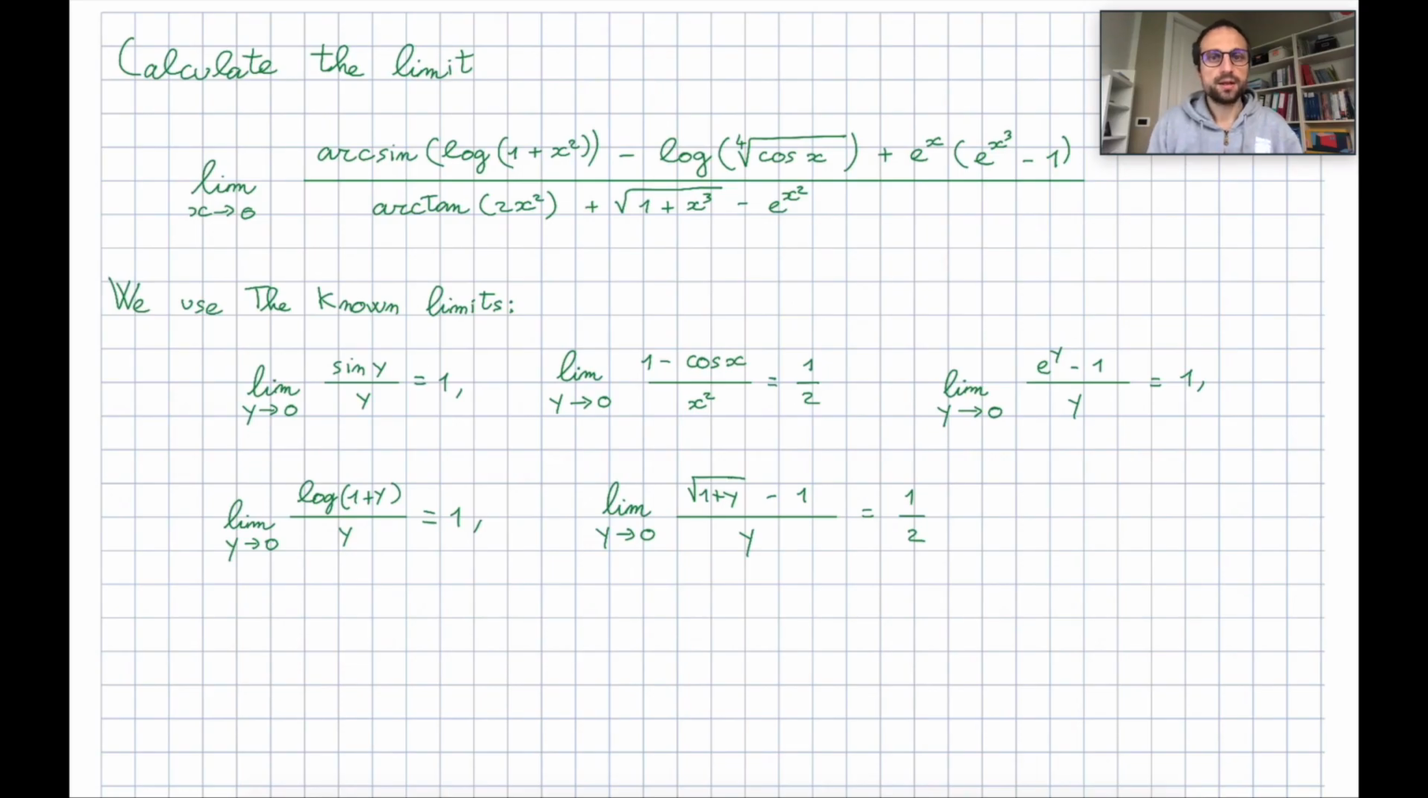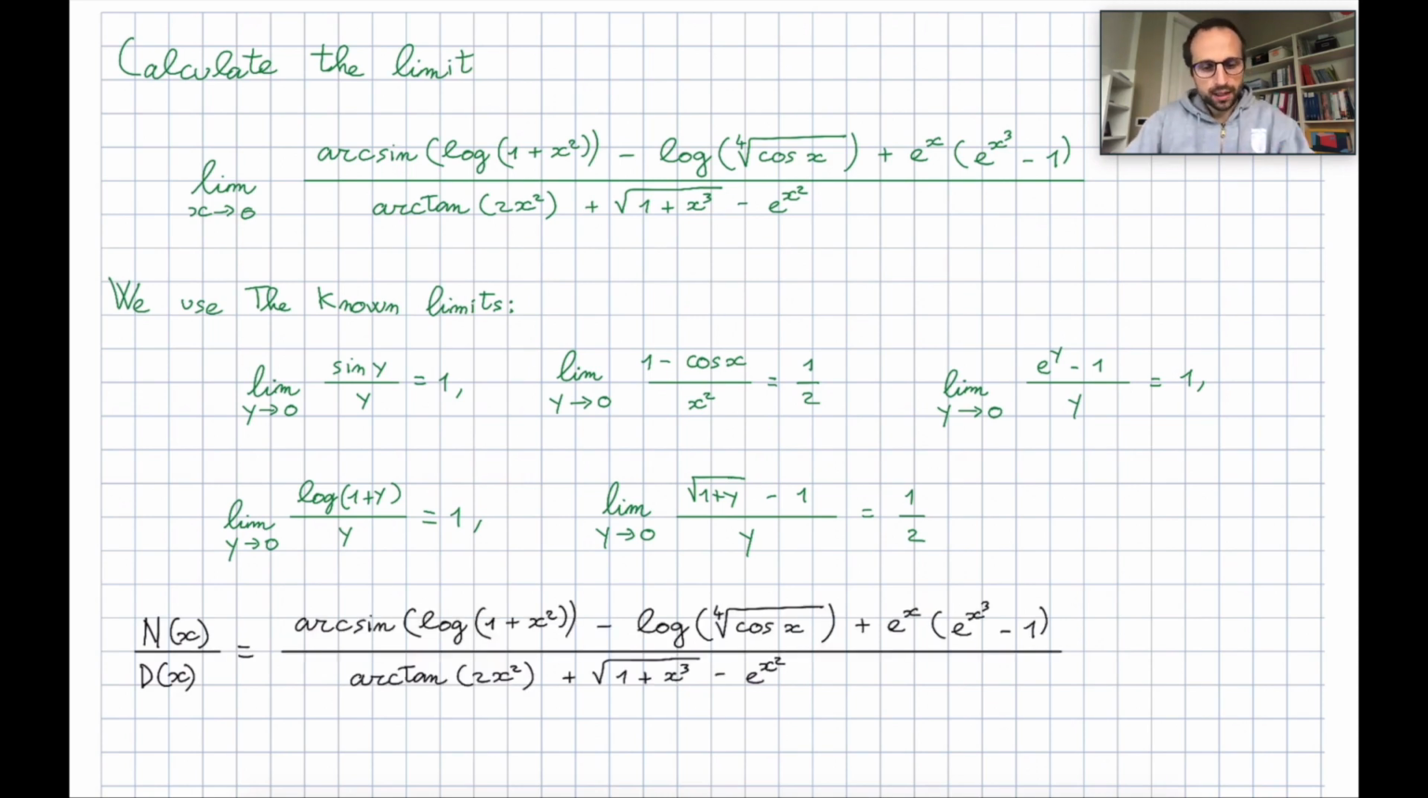Welcome to this video in which we are going to calculate the limit of this function here. So please relax, don't be scared by the apparently very complicated expression of this function. We are going to see how to simplify bit by bit all the parts of this expression. Let's start by writing this function as the numerator n of x over the denominator d of x. Now, just by looking at it, we want to understand what this limit could be.